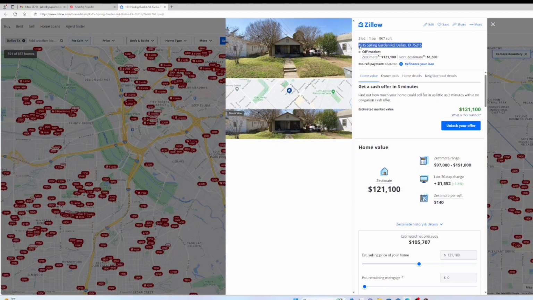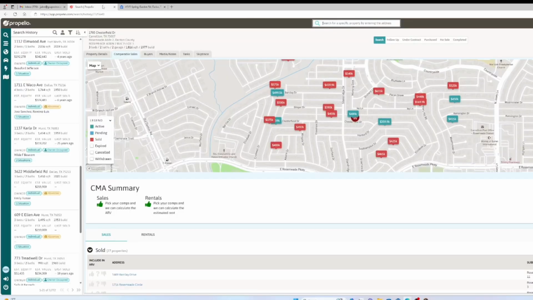So next, I'm using Propelio to run comps, right? Propelio, it's about $97 a month. Not all states are serviced, so look it up before you purchase it to see if your state is serviced. I'm in Dallas, so it serves my state.